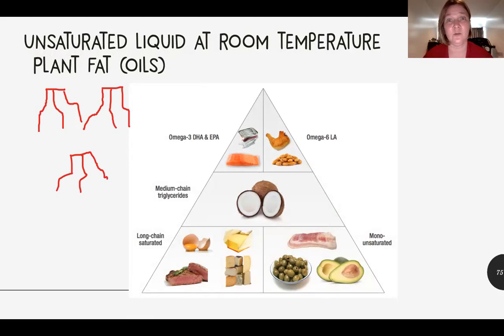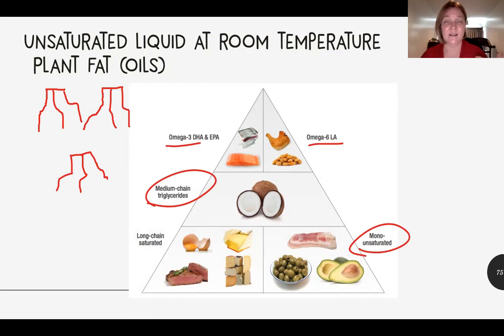Really easy way to think about this is if they were particles. If particles are lined up in nice neat rows close together, that's a solid. If particles are further apart, that's a liquid. And so these are plant fats mostly, and we call them oils. You have the omega-3 and omega-6. You've got medium chain triglycerides, and you've got monounsaturated. Remember, if it's monounsaturated, that means that there's only one double bond.